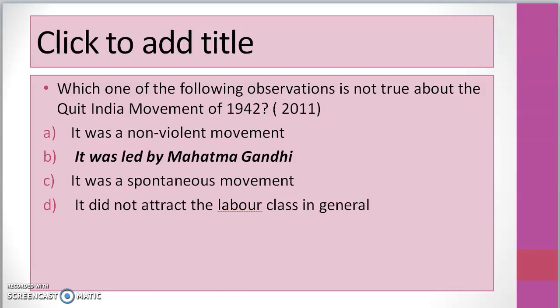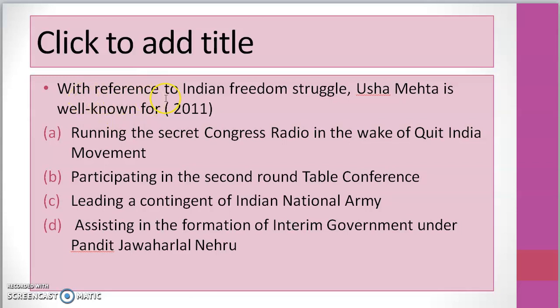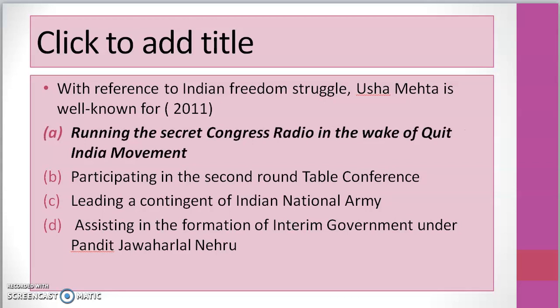Then let's look at the next question. With reference to Indian freedom struggle, Usha Mehta is well known for, and this was asked in 2011, and we just talked about it. She was well known for running the secret Congress radio in the wake of Quit India movement. Okay, so this is the answer.